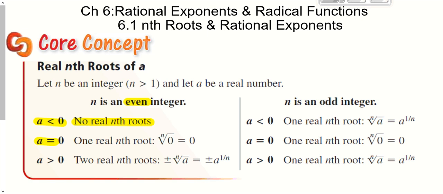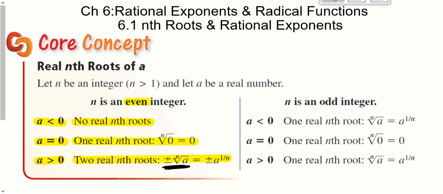If a is equal to 0, then you have one real nth root, and that is the nth root of 0, which is 0. If a is greater than 0, then you will have two real nth roots, which is plus or minus the nth root of a. We're actually not going to write it like this, but it's plus or minus a to the 1 over n. We're using this right here, plus or minus the nth root of a.